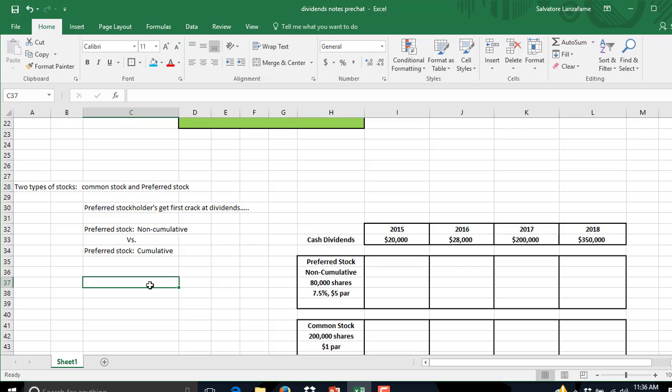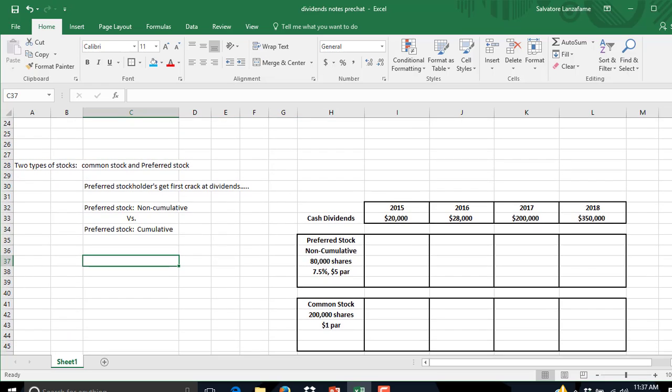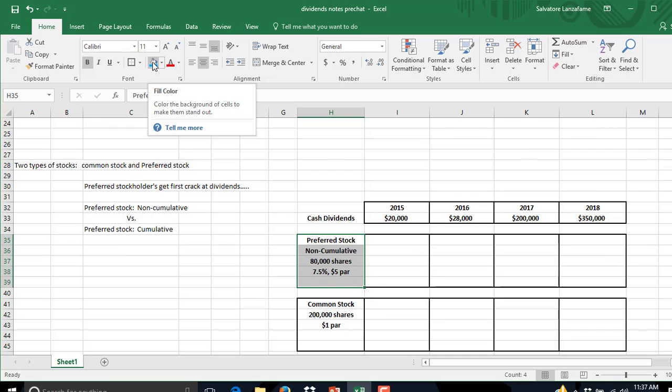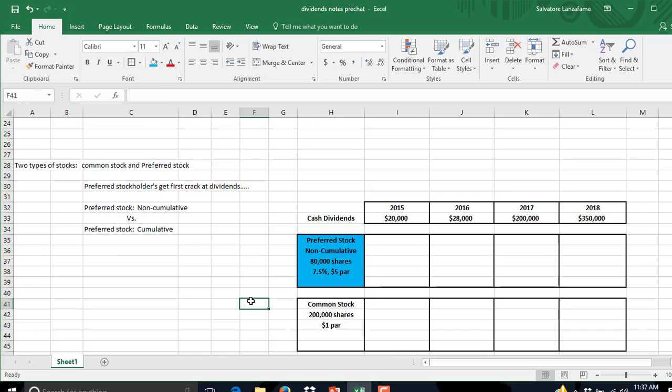Okay? So let's say you're a corporation and you decide to give out dividends this year, and you've got preferred stockholders and you've got common stockholders. The preferred stockholders are the first ones who get the money. Anything that's left goes to the common. So I've created a little example here to the right, and I created a little chart for us to work with. Okay? And the preferred stock is non-cumulative, as you can see here. There's 80,000 shares, 7.5%, $5 par. So that is the detail associated with the preferred stock.